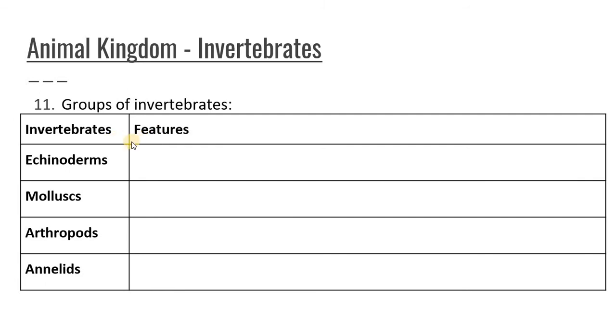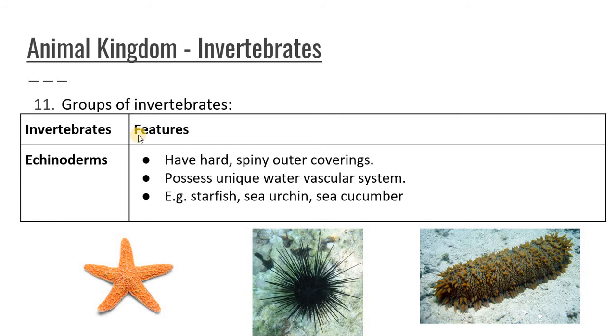Right, so the first group of invertebrates refers to the echinoderms. What are echinoderms? Echinoderms are invertebrates that have the following features. They have hard, spiny outer coverings, right? You can see here, they have hard, spiny outer coverings. They possess a unique water vascular system. Examples of echinoderms are starfish, sea urchin, and sea cucumber.